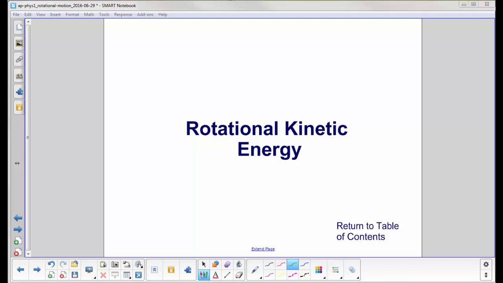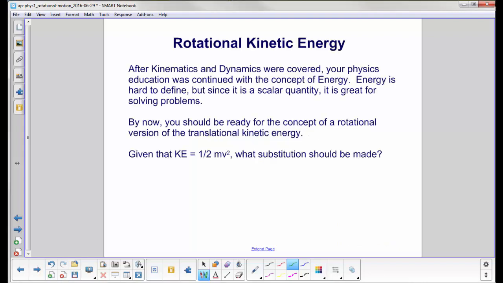We will now apply what we've learned about rotational motion to kinetic energy. After dynamics and kinematics were covered, your physics education was continued with the concept of energy. Energy is hard to define, as we found out, but since it is a scalar quantity, it is very good for solving problems. So by now, hopefully you're ready for the concept of a rotational version of the translational kinetic energy. Given that kinetic energy is 1/2 mv squared, what substitution should be made into this equation to make it a rotational equation?